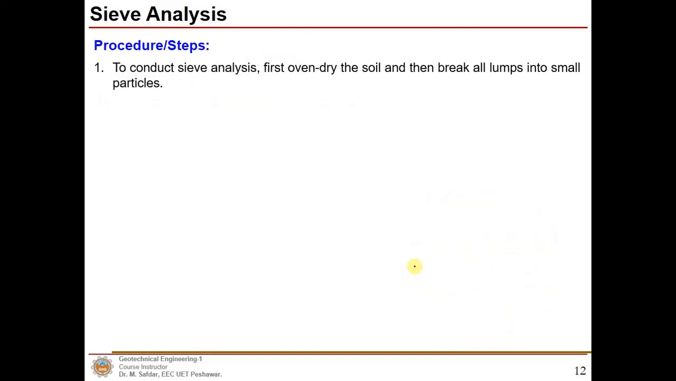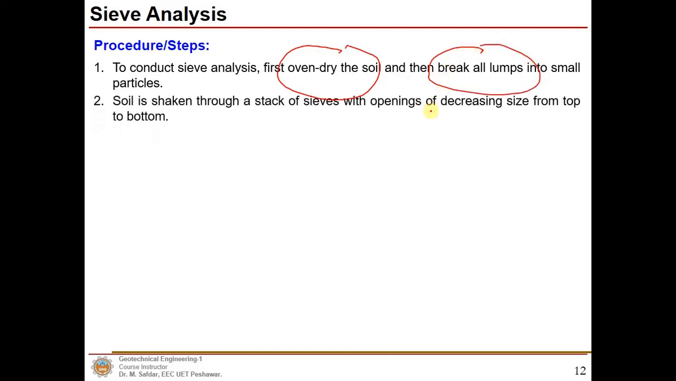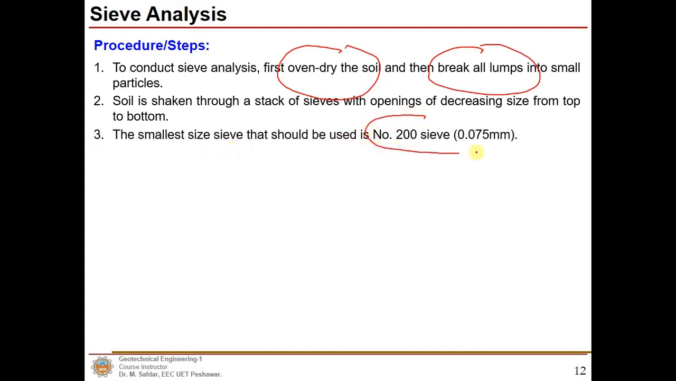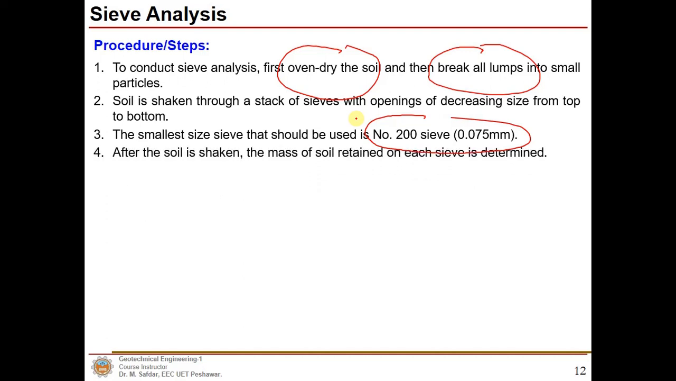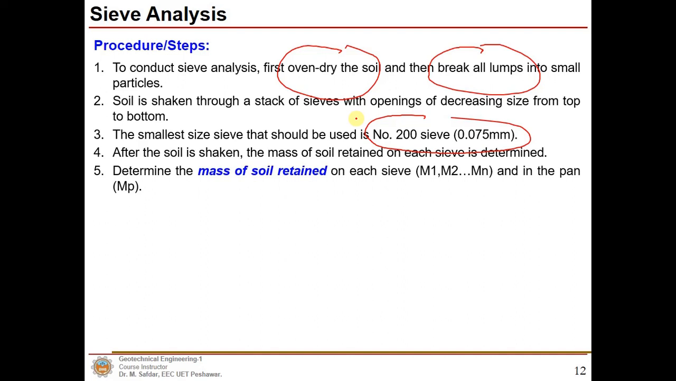Now to conduct sieve analysis, first we oven dry the soil in order to remove any moisture present in the soil, and we break all these lumps gently into small particles. The soil is shaken through a stack of sieves with opening of decreasing size from top to bottom. The smallest size sieve that should be used is number 200, having opening equals to 0.075 millimeter. After the soil is shaken, the mass of soil retained on each sieve is determined.